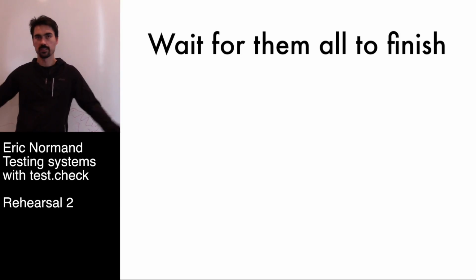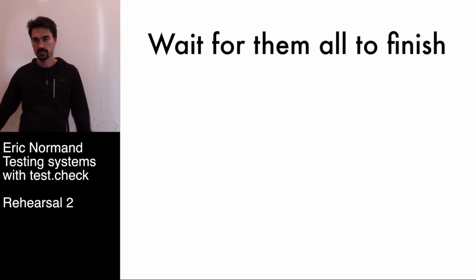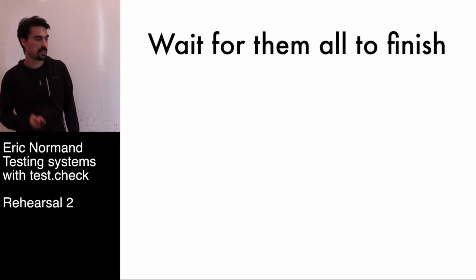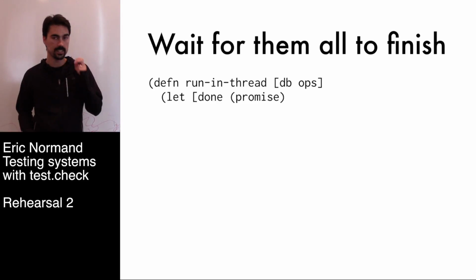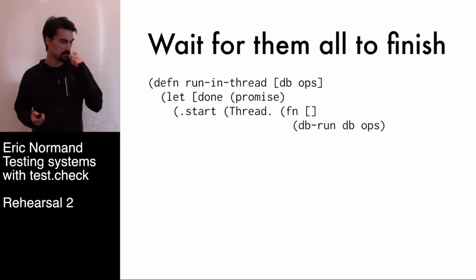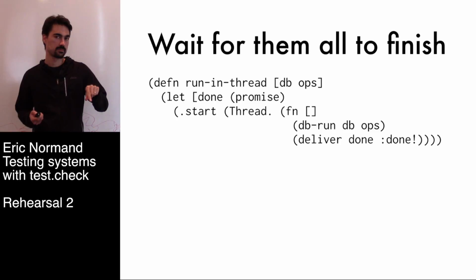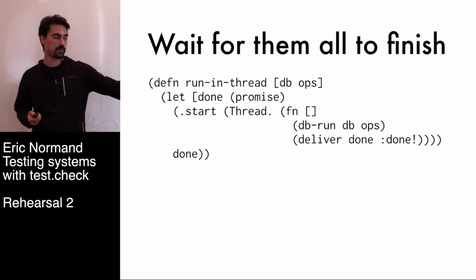But they're all going to finish at different times because we don't know when they finish. The threads are not that communicative, so we have to add to it. The easy thing to do is create a promise in each thread, and we're going to deliver on that promise after we finished doing our db run. And so we can return that promise from this function, and it'll be a signal for when the thing is done.